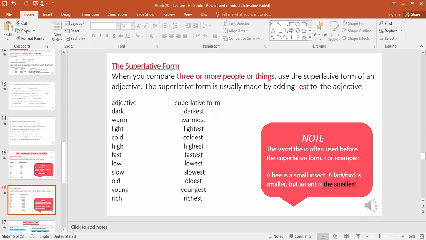Here we had dark, darker. Here we have darkest. So dark, darkest, warm, warmest, light, lightest, cold, coldest, high, highest, and so on. Okay? How do we use it? For example, I'm comparing three insects: the bee, the ladybird, and the ant.